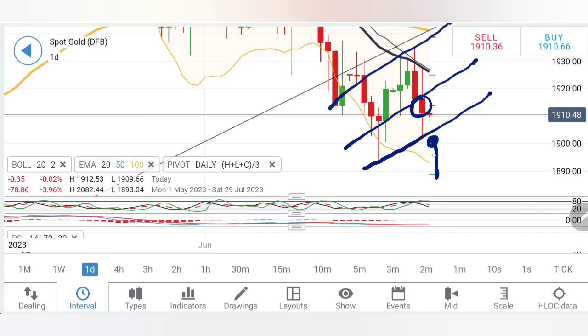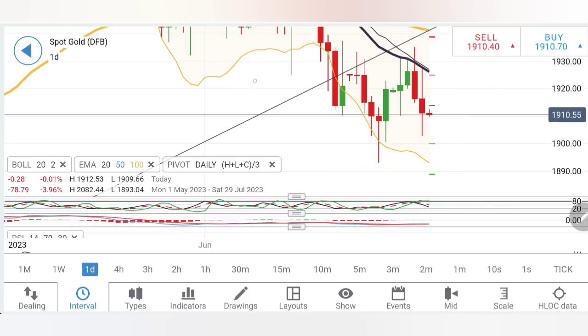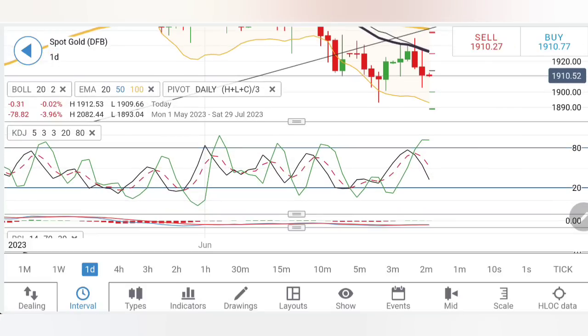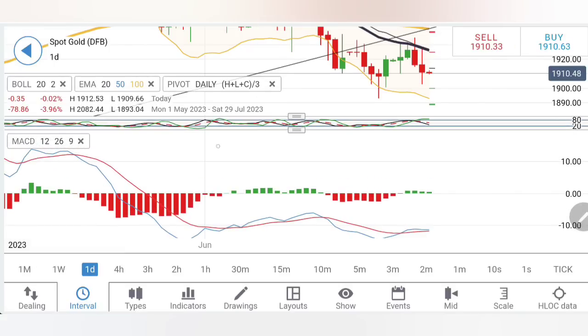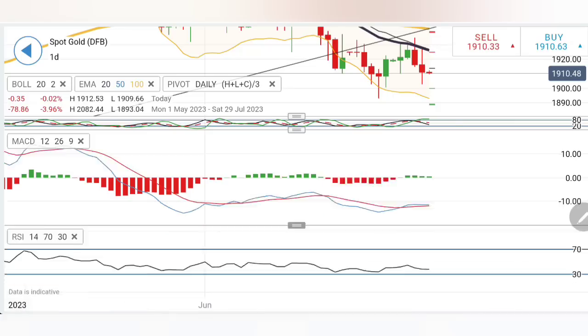Hence, any drop below 1900 should be a confirmation of further bearishness for the day, and hence you have to wait till 1900 levels are breached in order to confirm a sell. But that's a safe entry. I will give you the advanced entry levels with a little risk in just a while. Stochastic has dropped. The MACD is still at sub-zero levels and trading with a little green here.